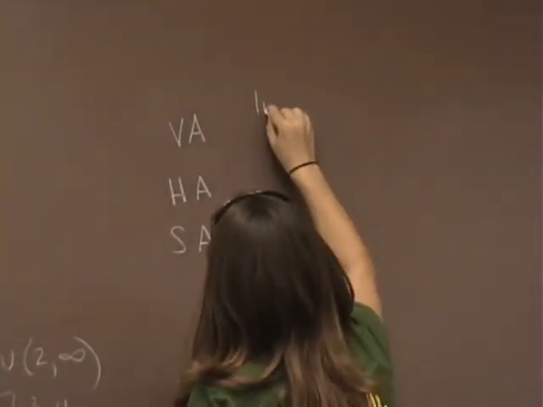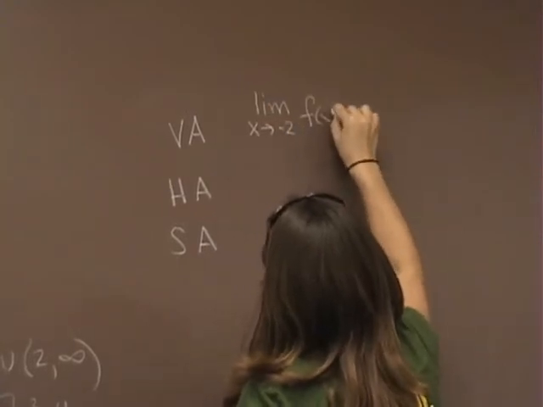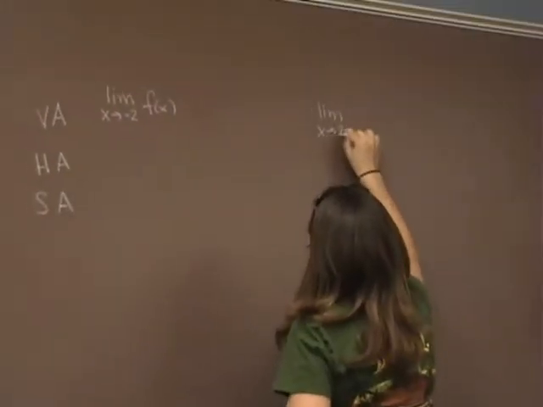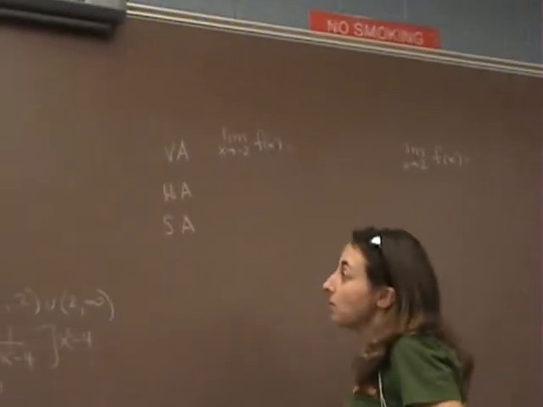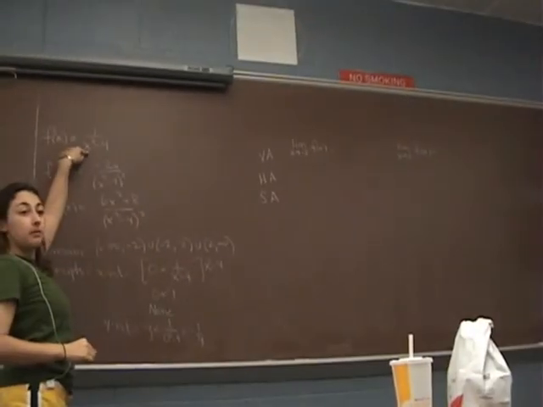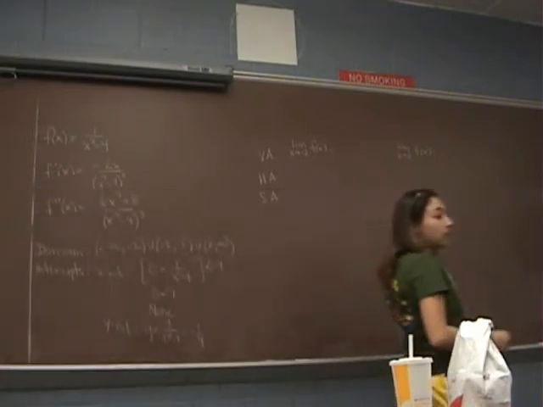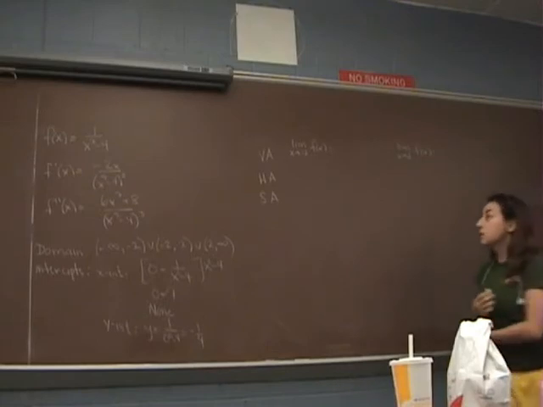So to check, I want to take a look at the limit as x approaches negative 2 of my function, and I also want to take a look at the limit as x approaches positive 2 of my function. Now, as x approaches negative 2 or positive 2, I can't just plug those numbers in because that makes me divide by 0. 1 divided by 0 could go to positive infinity or negative infinity. So instead, let's take a look at the limit from either the left or the right. Okay, so which way do you want to do it?